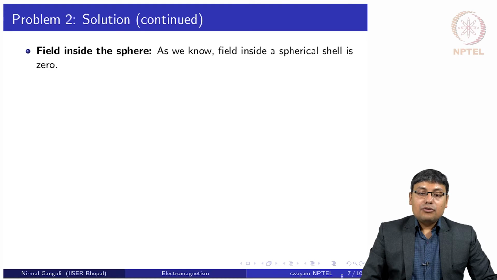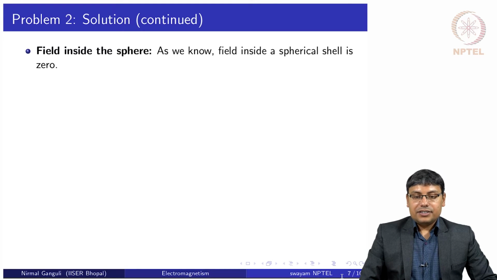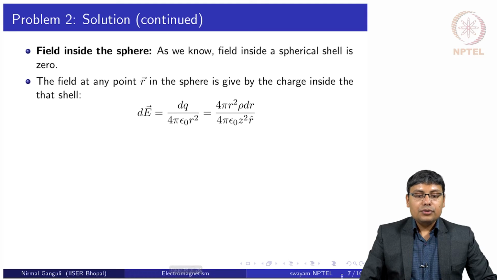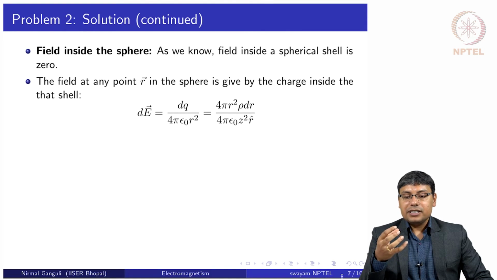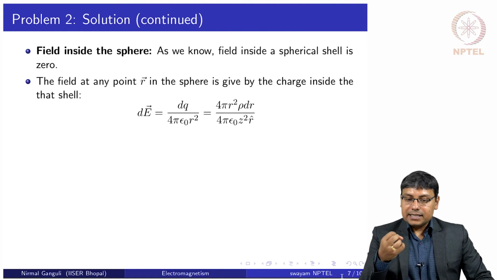If we now want to find the field inside the sphere, as we know the field inside a spherical shell is 0. So, if we consider a point r somewhere in the sphere, then the electric field due to the spherical charge distribution at that point will come from whatever charge is inside the sphere with that much radius.